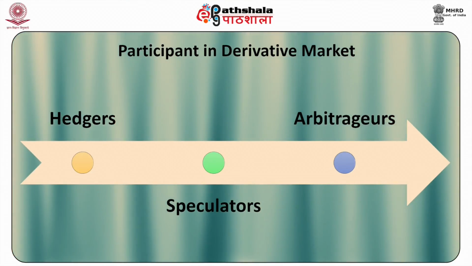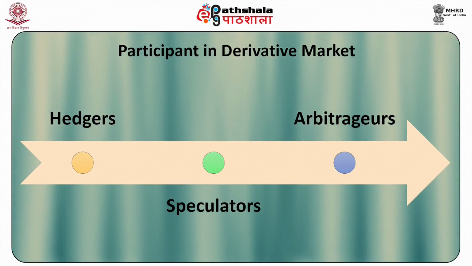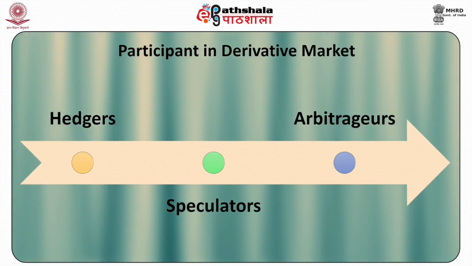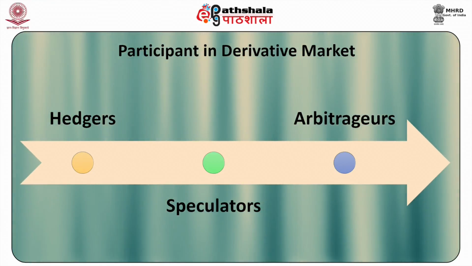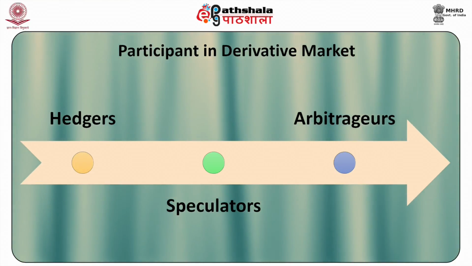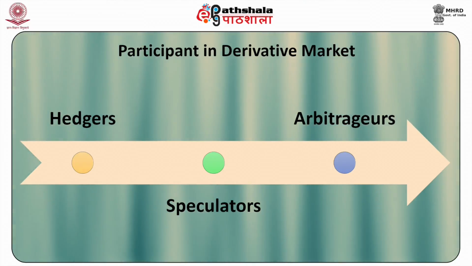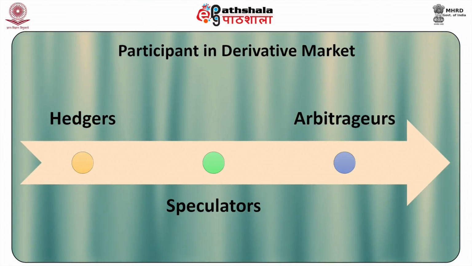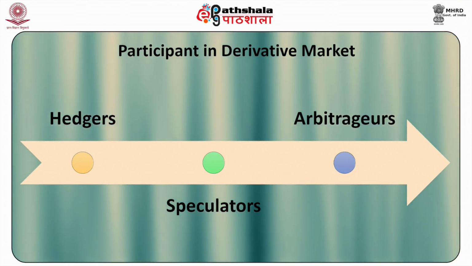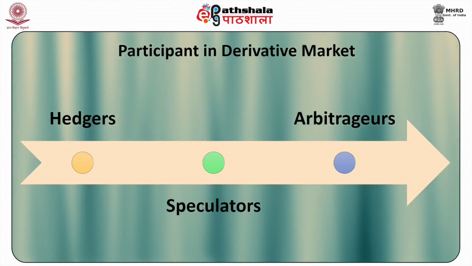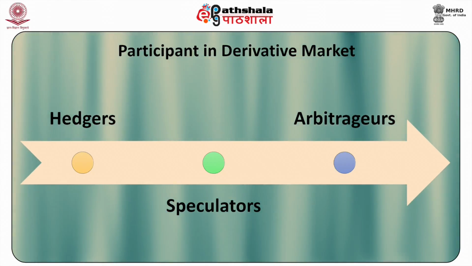Participants in the derivative market. Hedgers use futures or options markets to reduce or eliminate the risk associated with the price of an asset. Speculators use futures and options contracts to get extra leverage in betting on future movements in the price of an asset. Arbitrageurs are in business to take advantage of a discrepancy between prices in two different markets.